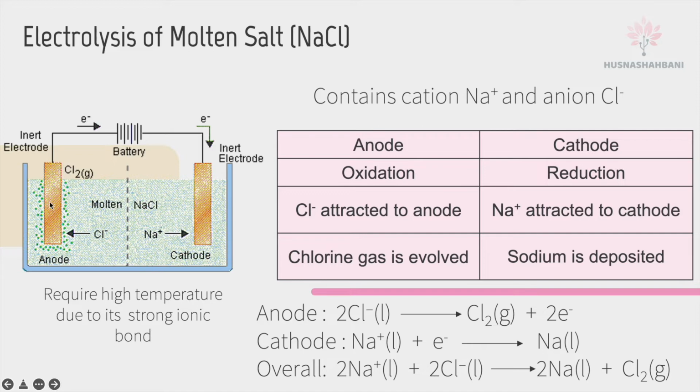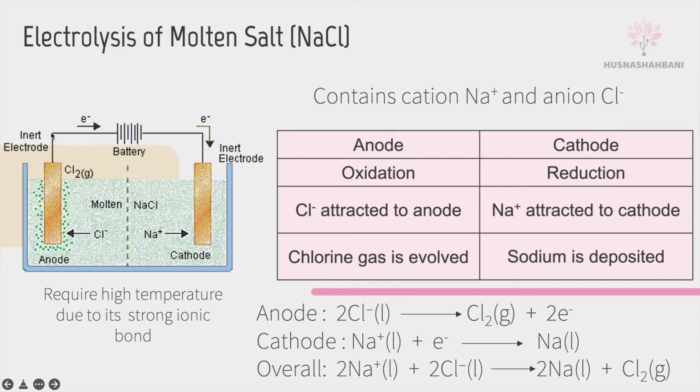We know that at the anode, oxidation will occur. At the cathode, reduction will occur. So here, the Cl- in the electrolyte will be attracted to the anode, and the Cl- will lose its electron to become Cl2. That is what is meant by oxidation occurring at the anode. The negative ion is attracted to the anode, and then releases the electron to become chlorine gas.